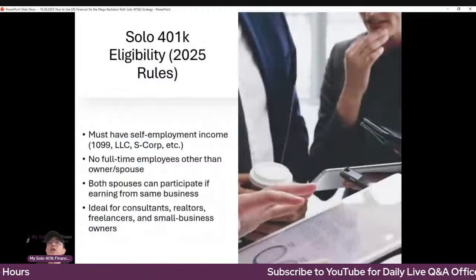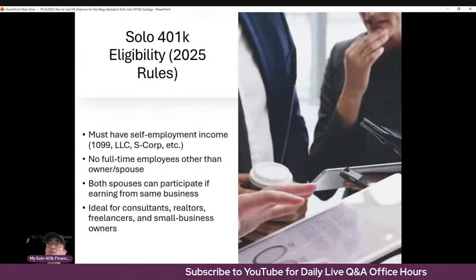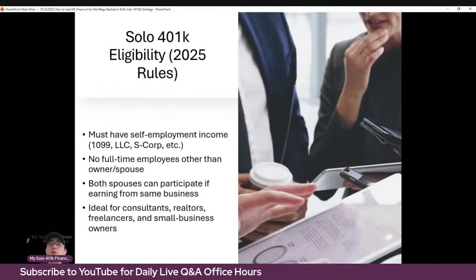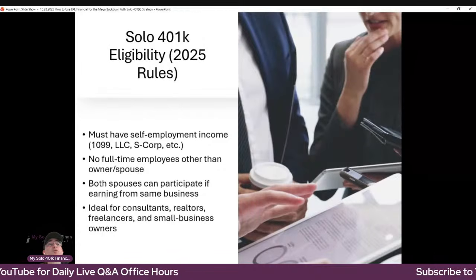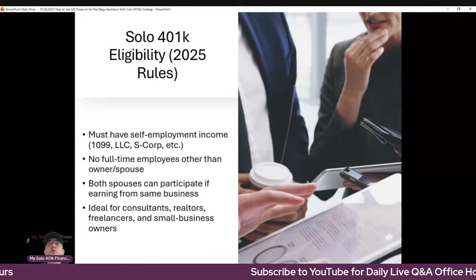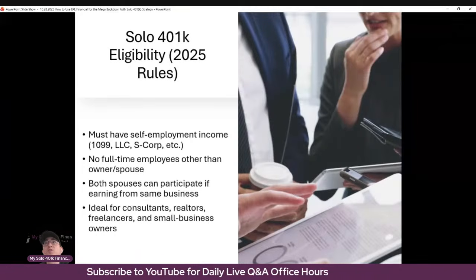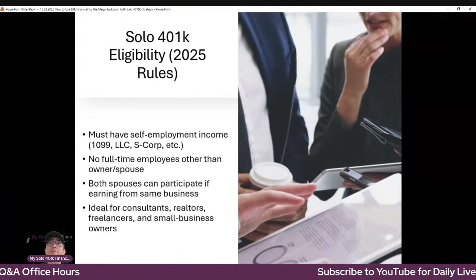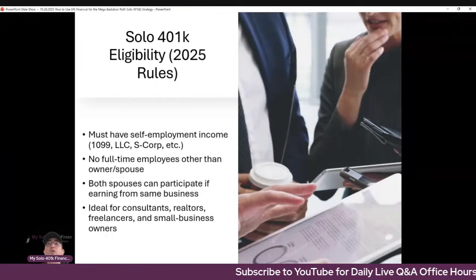Let's first lay the foundation with understanding the basics in terms of solo 401k eligibility. A solo 401k plan is for a self-employed individual with no full-time W-2 employees. There are two components. You first need to be self-employed, and the way that you demonstrate that is by having earned self-employment income. There are different ways to have earned self-employment income.